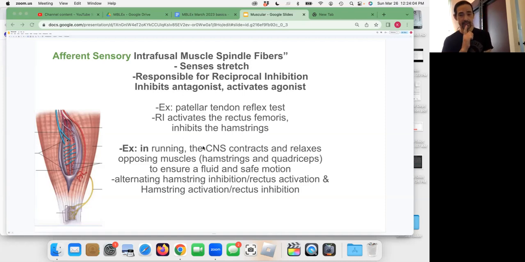Here's an example I didn't discuss with you. Examples are good. They help us learn. So in running, the central nervous system alternately contracts and relaxes the agonist and antagonist, or the opposing muscles. So it's contracting the rectus femoris, relaxing the hamstring, contracting the hamstring, relaxing the rectus femoris. And that allows us to run in a way that's fluid and safe, alternating hamstring and rectus inhibition and activation.